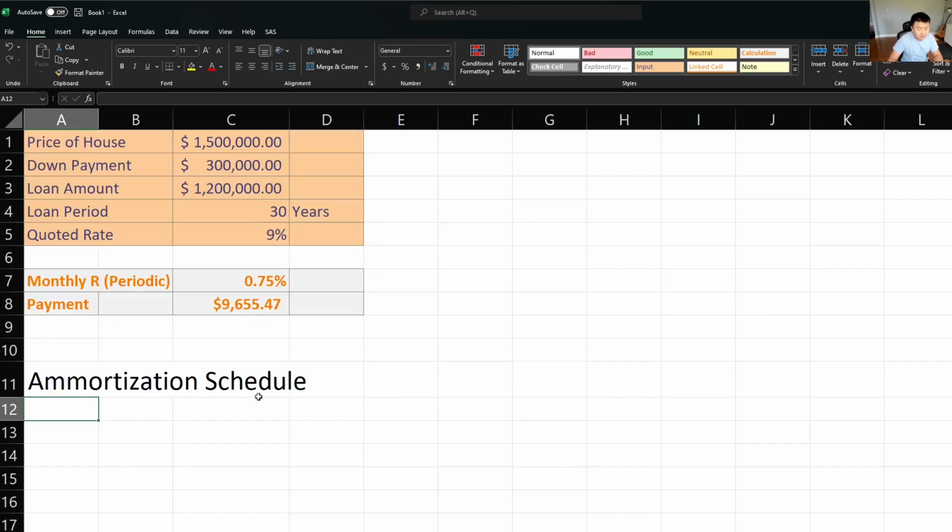Okay. So let's begin with what we want to put in the amortization schedule. The first thing we want to have is the beginning balance. I'll just use BGBAL. Okay, beginning balance. The second thing we want to do is we want to say it's the payment.